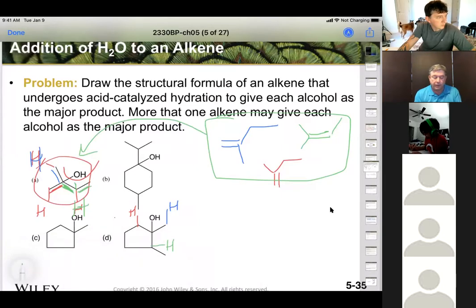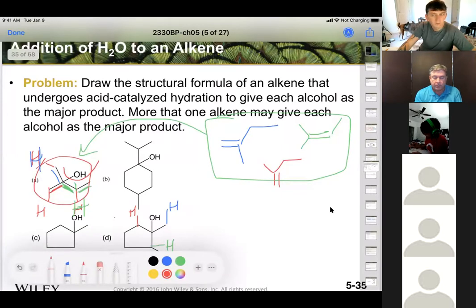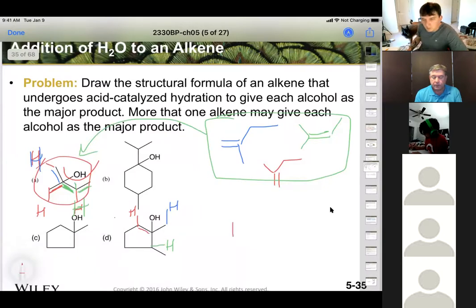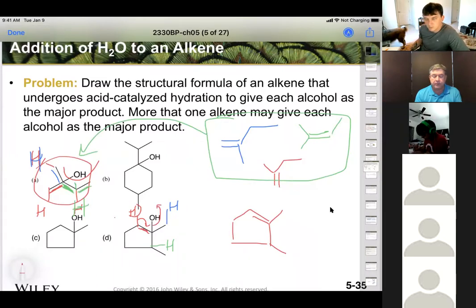If we do the red one, we're going to end up with our double bond right here. We've taken off this hydrogen, put those electrons back, and leave that there, giving us our double bond there. So that would be the red compound. Let's do that for the blue. We take these electrons, kick those in, and kick this out. So our double bond is going to be way over here.